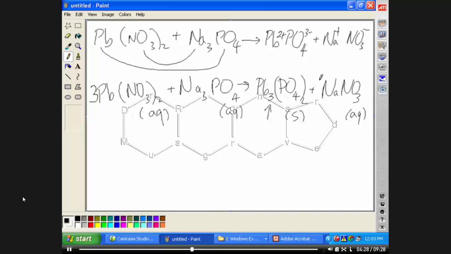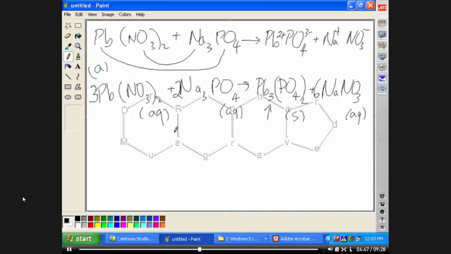And that means I'll put a 6 in front of here to balance the nitrates. And we've got 2 phosphates here, so I'll put a 2 in front of here, and that will balance out that. So now the entire reaction is balanced, and that is our part A done.